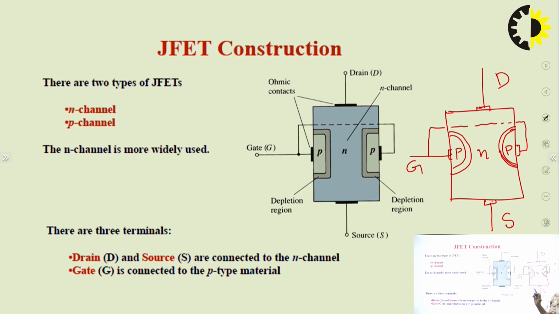Because this is an N channel junction field effect transistor, the current conduction takes place due to the majority charge carrier, that is electrons. So drain and source are connected to the N channel, and the gate terminal is connected to the P type material.